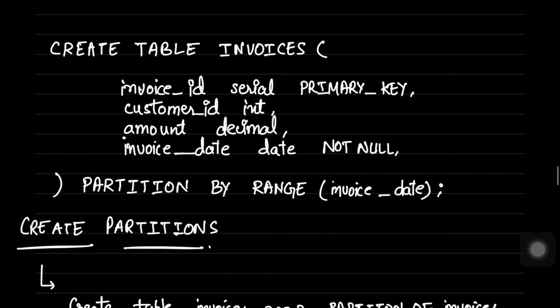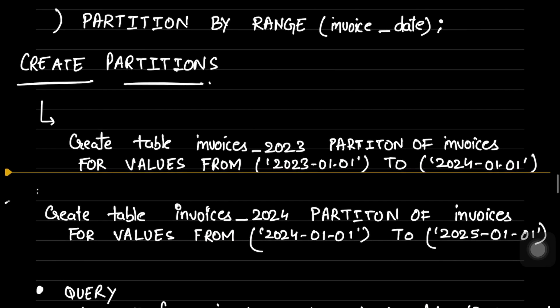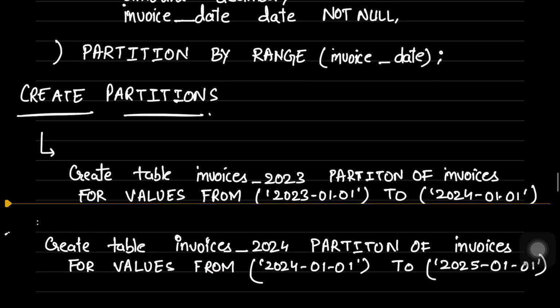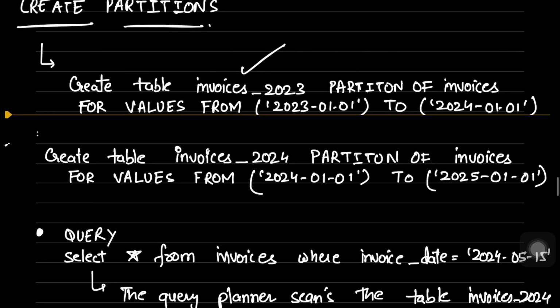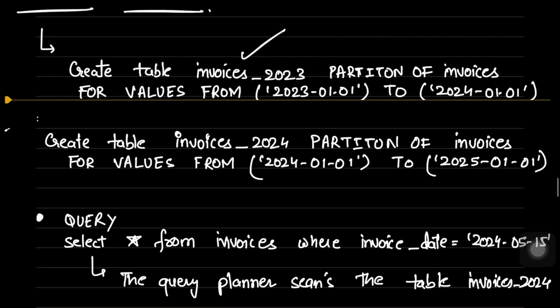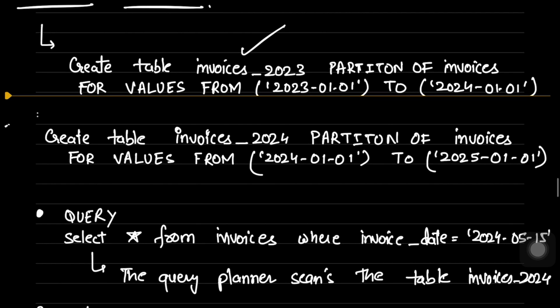So this is the first step, you create the table, right? And then you create the partitions. For example, in this example, I have created two partitions. So all the data which is created in year 2023 will go to invoices 2023, and all the data which is created in 2024 will go into the invoices 2024 partition.